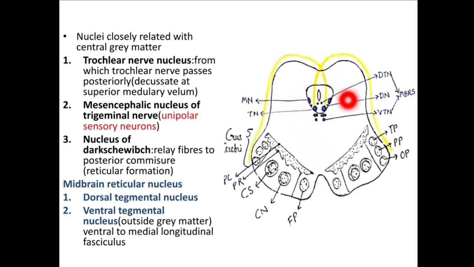Nuclei closely related with central gray matter are: number 1, trochlear nerve nucleus, from which the trochlear nerve passes posteriorly, decussates at the superior medullary velum, and then turns laterally and comes ventrally. Over the superior medullary velum, there is decussation of the trochlear nerve.